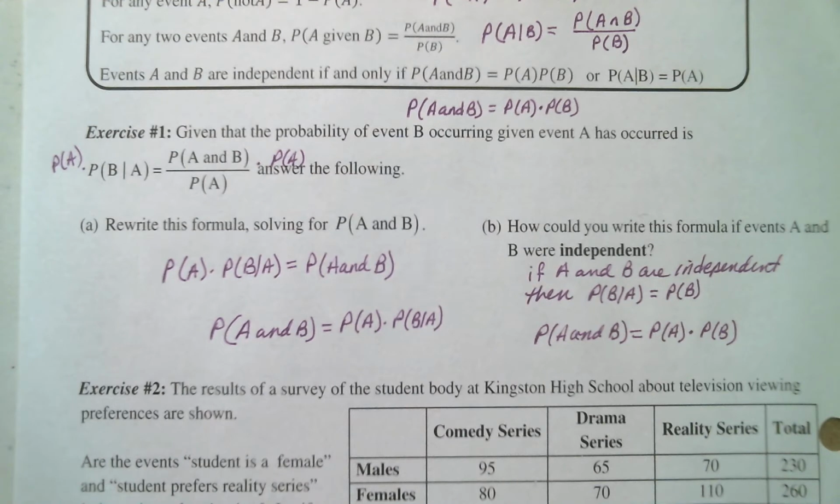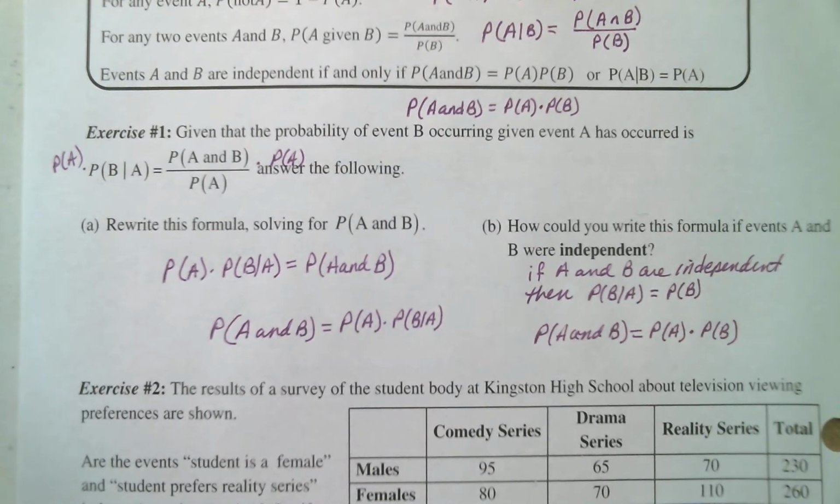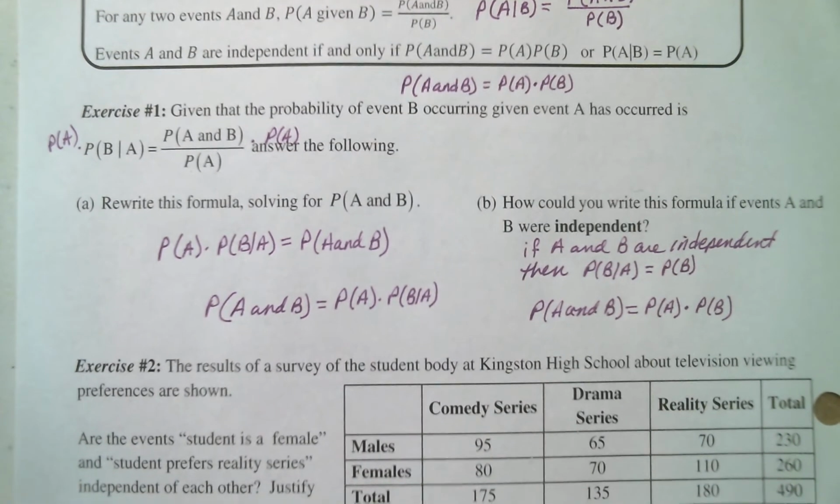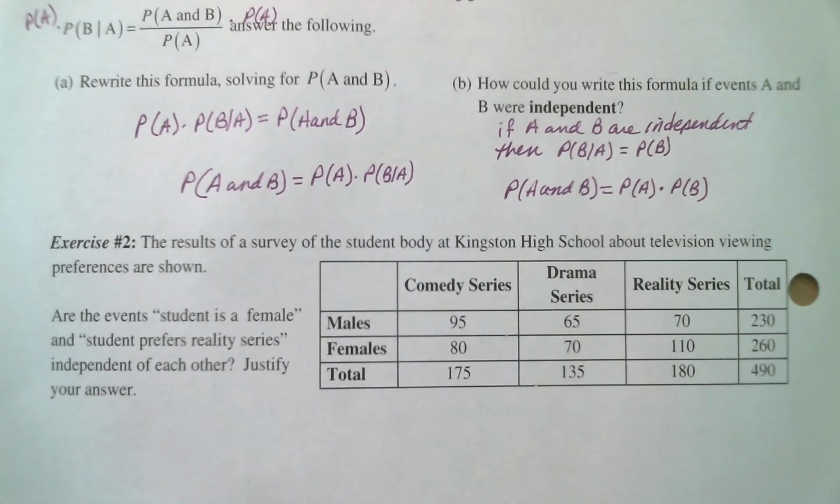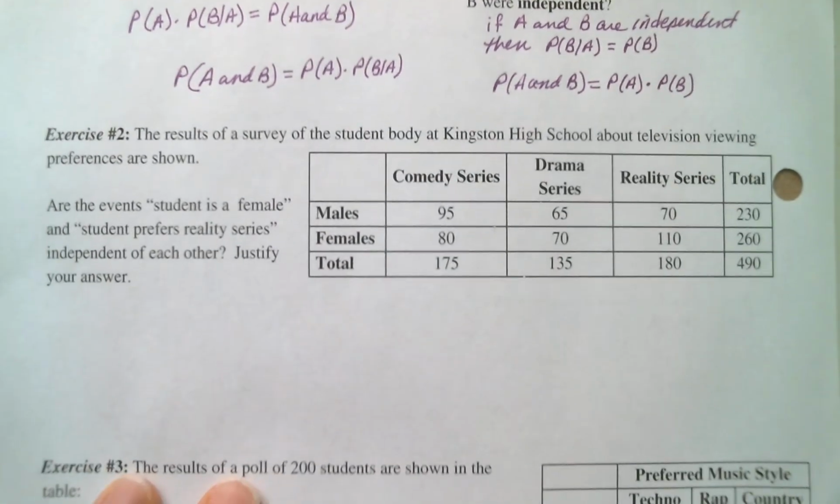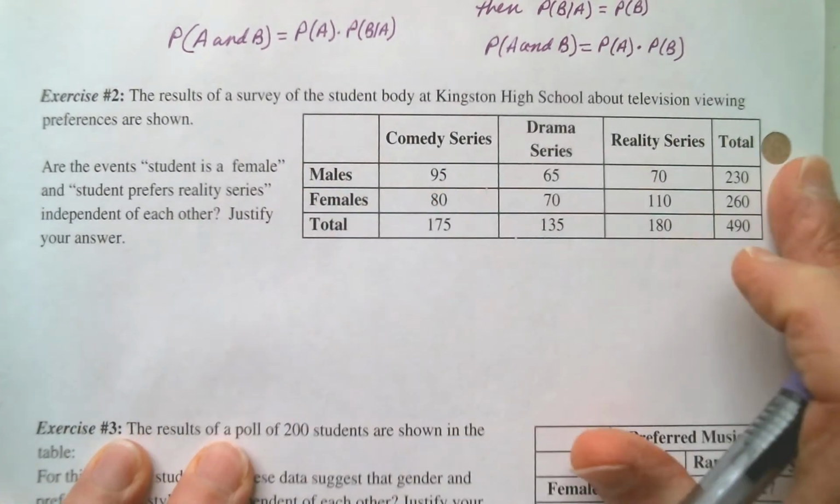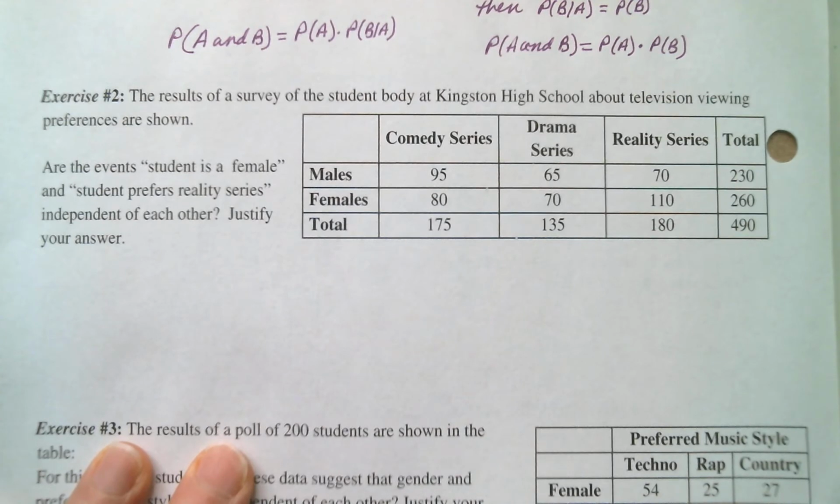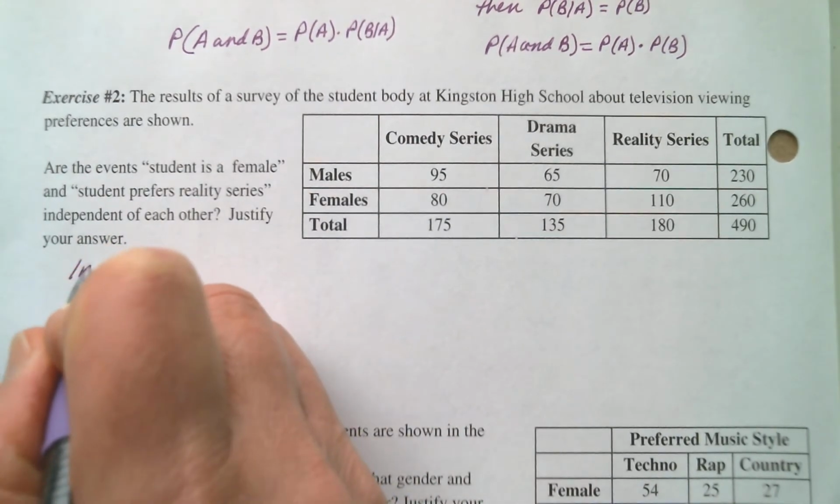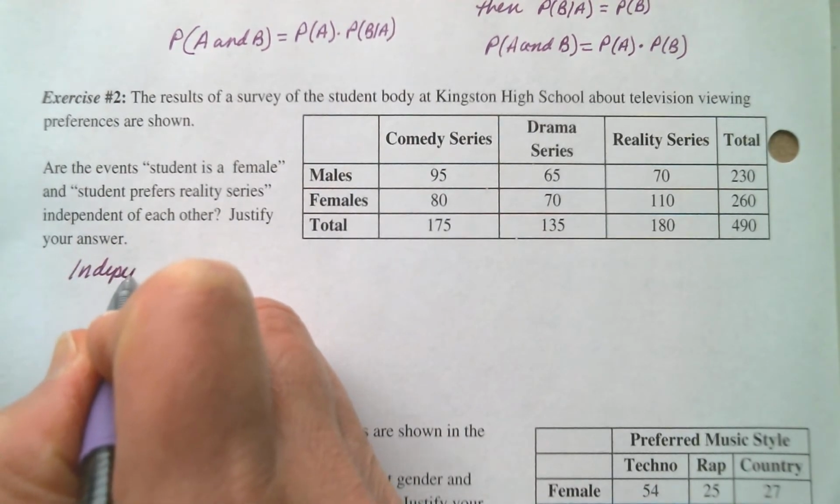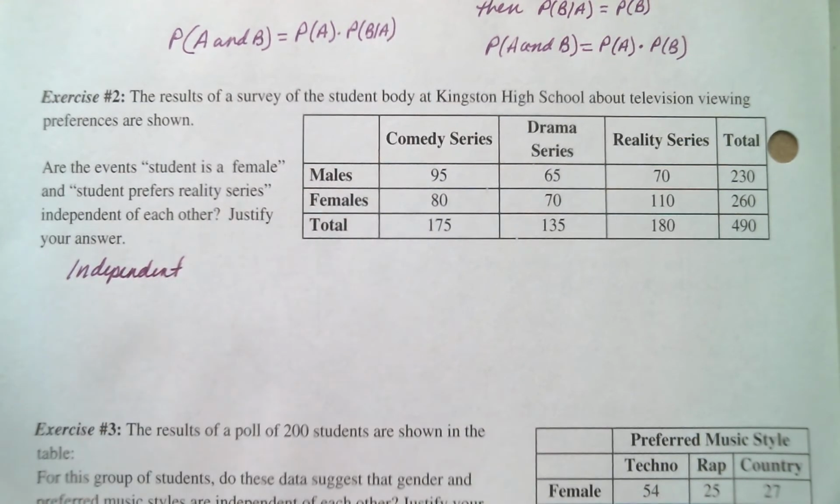Exercise number 2, the results of a survey of the student body at Kingston High School about television viewing preferences are shown. Are the events student is a female and student prefers reality series independent of each other? Well, in order to test this for independence, we could do one of three things.